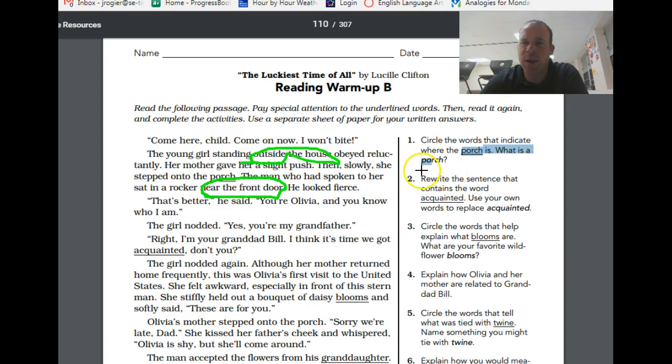Then it says, what is a porch? You could actually probably write it right in here. What is a porch? That's fine. Or somewhere on your paper. Try to squeeze it in there because you don't have a back to write on. So that's fine if you do that.